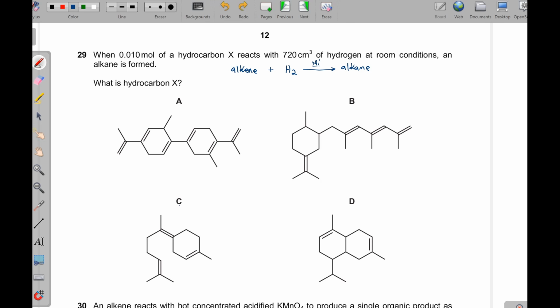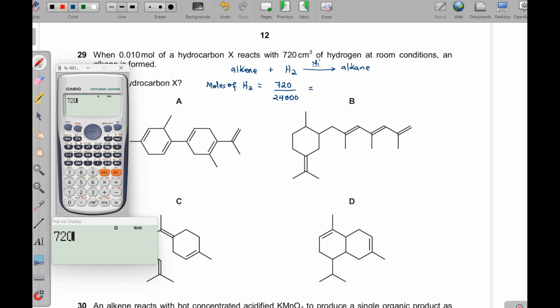Now, let us see the moles of hydrogen. This one was done under room conditions. 1 mole of a gas at room temperature and pressure occupies 24,000 cubic centimeters, right? So the moles of hydrogen here: 720 divided by 24,000. This one gives us 0.03 moles.